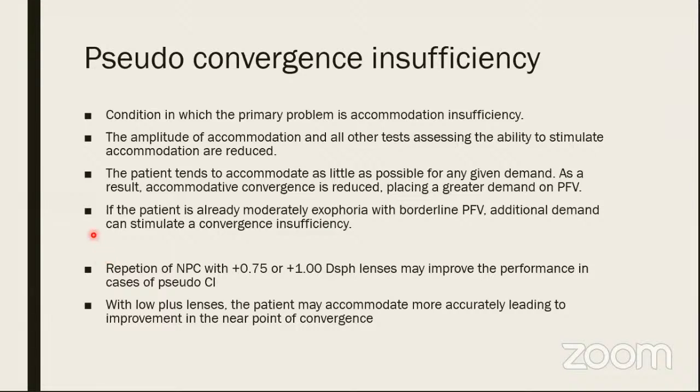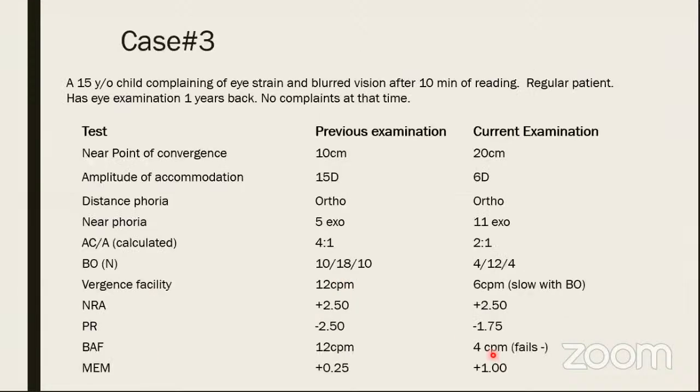Okay, in the diagnostic part, I discussed how to differentiate convergence insufficiency and pseudo convergence insufficiency. So: repetition of near point of convergence with a small plus lens for near. If the patient has improved near point of convergence with the placement of a plus lens in front of them, we can come to a diagnosis of pseudo convergence insufficiency. With the plus lens, the patient may accommodate more accurately, leading to improvement in near point of convergence.